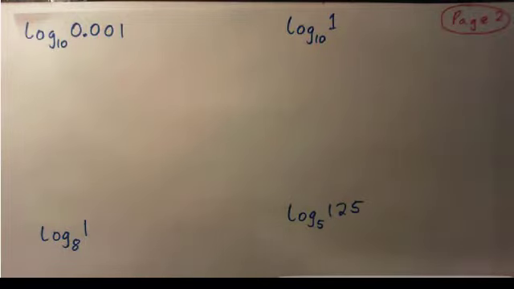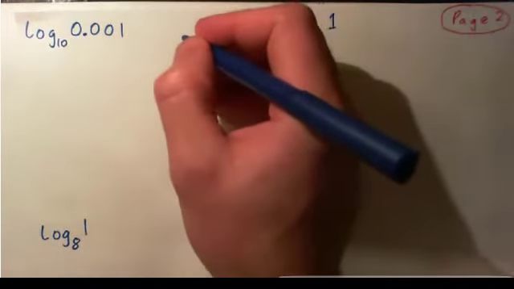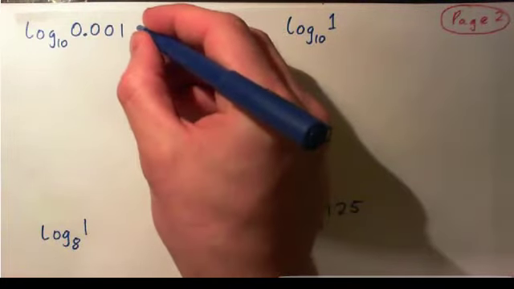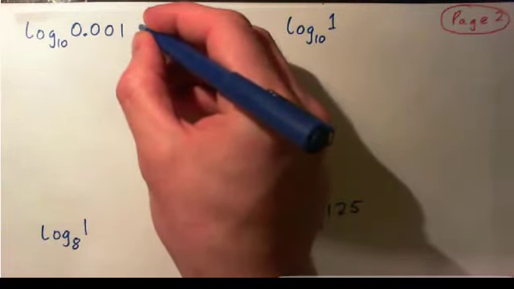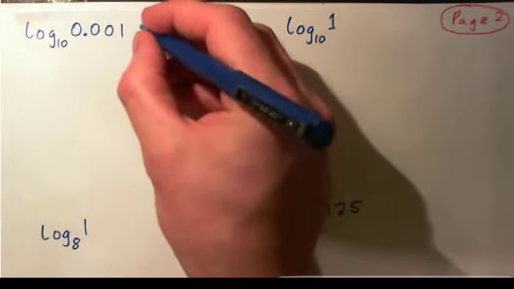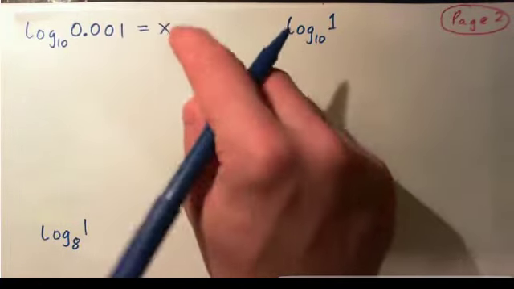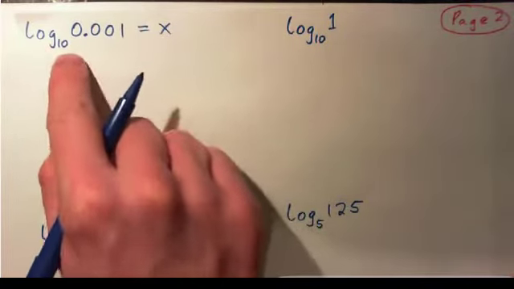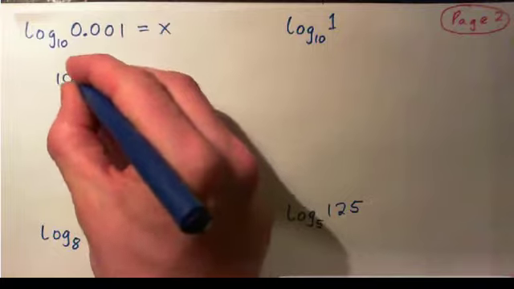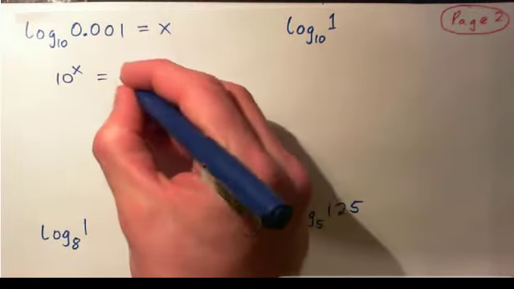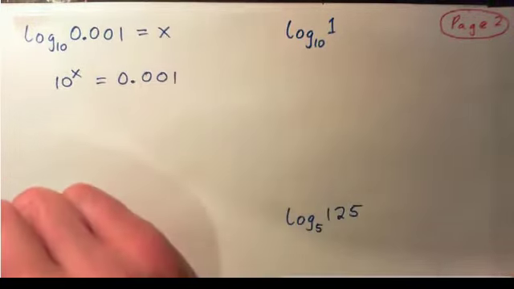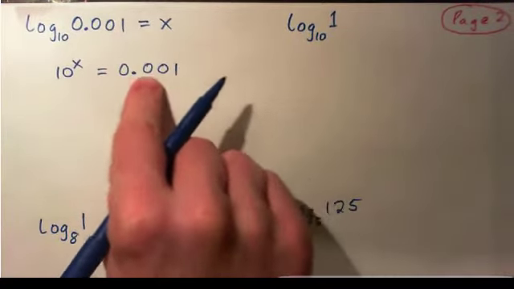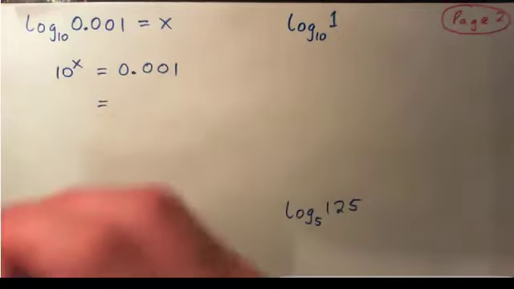So, I hope you've tried this one. I don't know which way you like to do it. You could say log base 10 of 0.001 equals x, and you have to find what x is. And so if we set up an exponential equation, that would be 10 to the power of x equals 0.001. And then try to write this side as a power of 10. Okay.